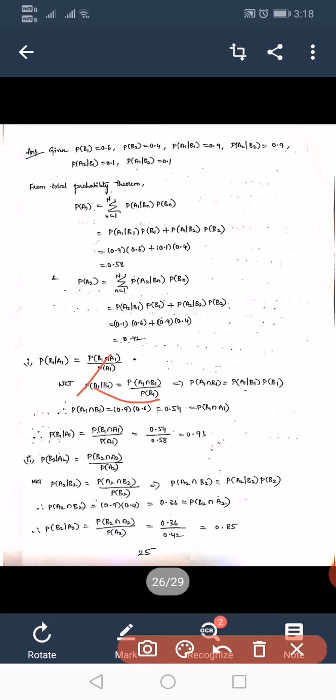Take this to the left hand side. You can write P of A1 intersection B1 equal to P of A1 given B1 into P of B1. From this we know the values of these two. Substitute and find out P of A1 intersection B1. According to the commutative law, we know that P of A1 intersection B1 is P of B1 intersection A1. Now after getting this value, substitute here.